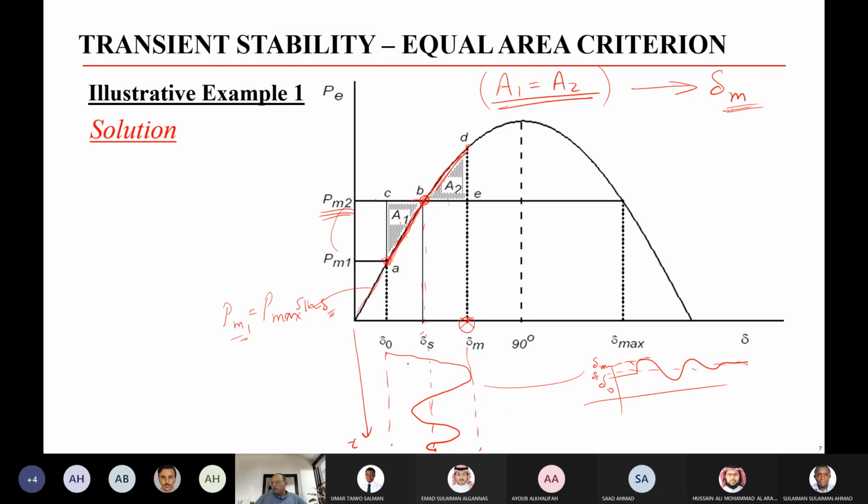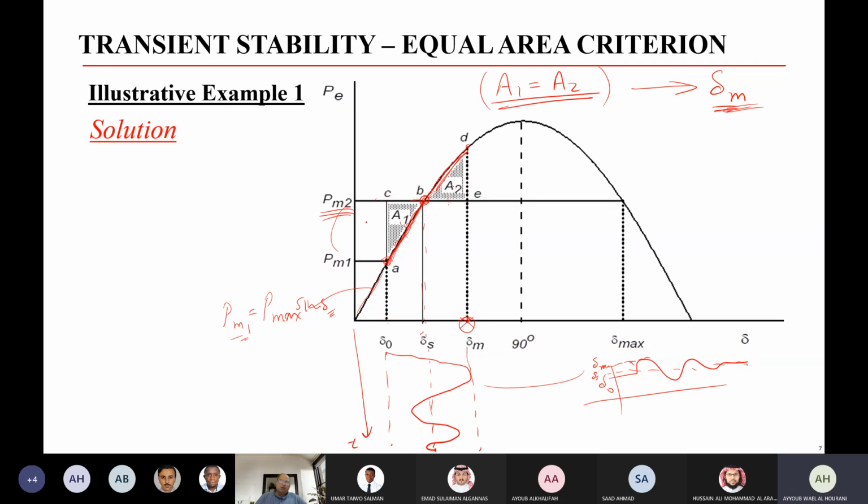So what is the condition for the system to be stable? Already assume that, and we have delta M, we get delta M. How can we judge whether the system is stable or not? Ayub Al-Hurani? Doctor, to decelerate back, B electric should be higher than B mechanical.